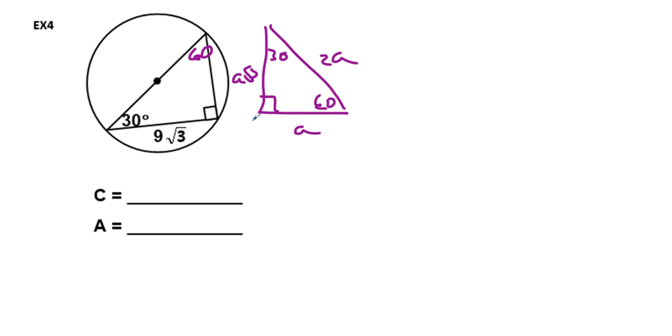So what we have here is opposite my 30 is 9 root 3. So opposite my 60 is 9 root 3. So you just do a root 3 is equal to 9 root 3. And when you solve that, you have a is equal to 9. So this is 9.